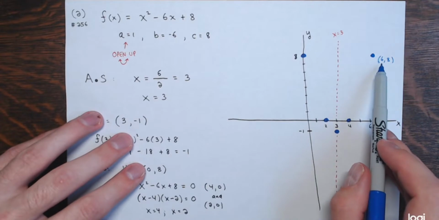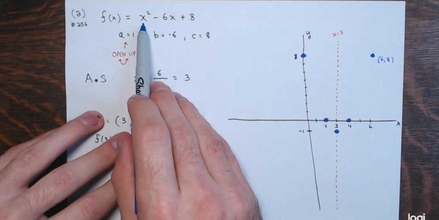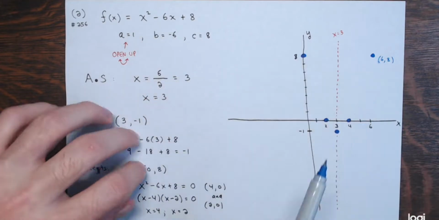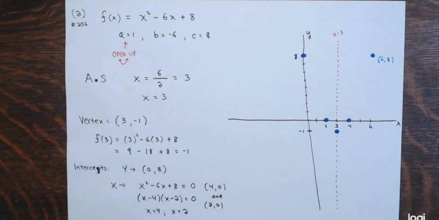Replace x with 6. You have 36 minus 36 plus 8. That'd be an output of 8. So (6, 8) is a point on this graph.